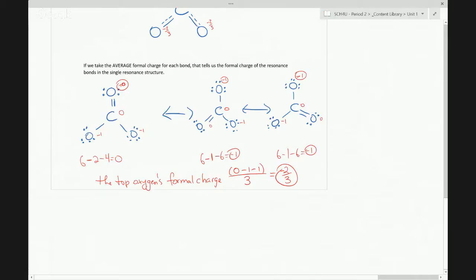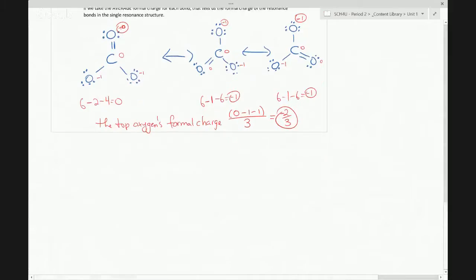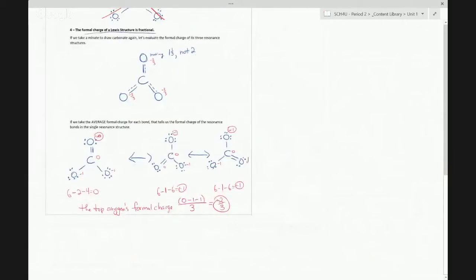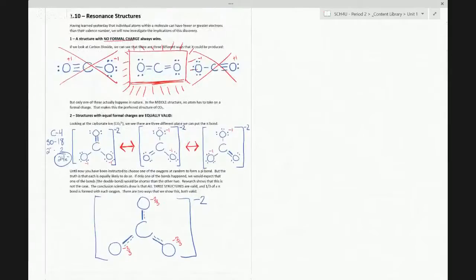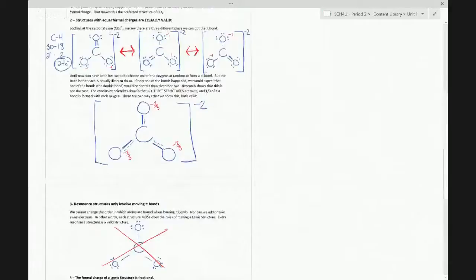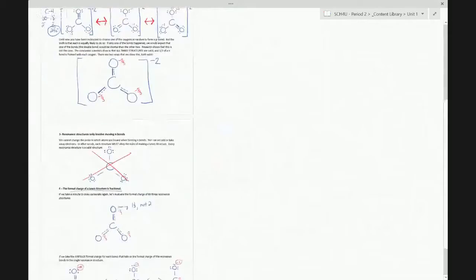All right, and so you can see that if you want to, you can calculate the formal charge. The long form, it just involves figuring out the formal charge of each atom on each and every resonance structure, and then taking the average. This particular compound only has the 3 resonance structures. Some have more than that, some have fewer than that, but the concept holds.